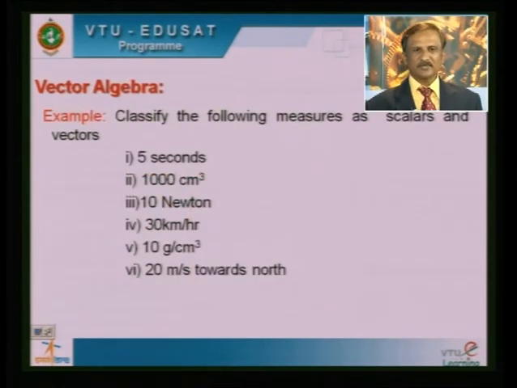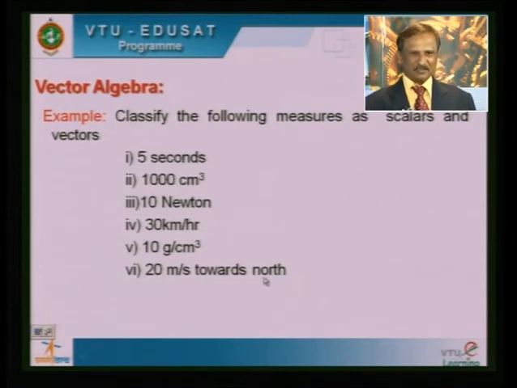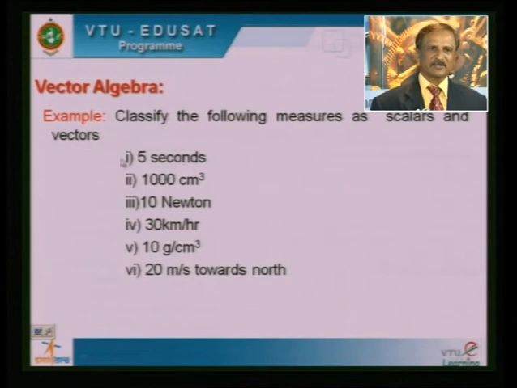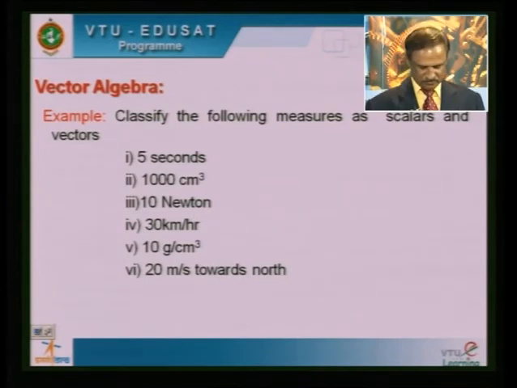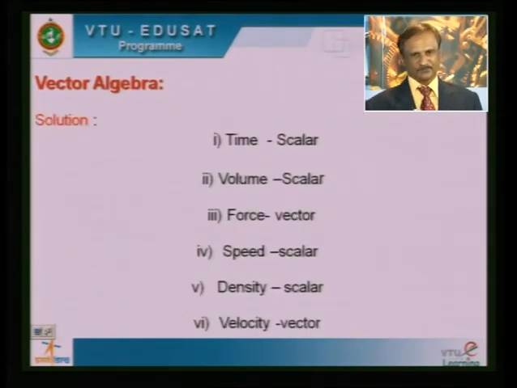Is it clear? So now I want to consider one more simple example. Here they have given things. You want to classify the following measures as scalars and vectors. They have given some items: 5 seconds, 1000 centimeter cube, 10 newton, 30 kilometer per hour, 10 gram per centimeter cube, 20 miles per hour towards north. Now you want to classify whether these things belong to scalars, belong to vectors, or belong to neither of those two.